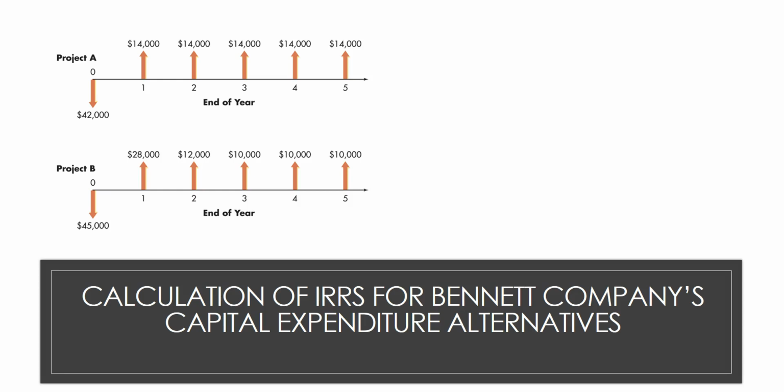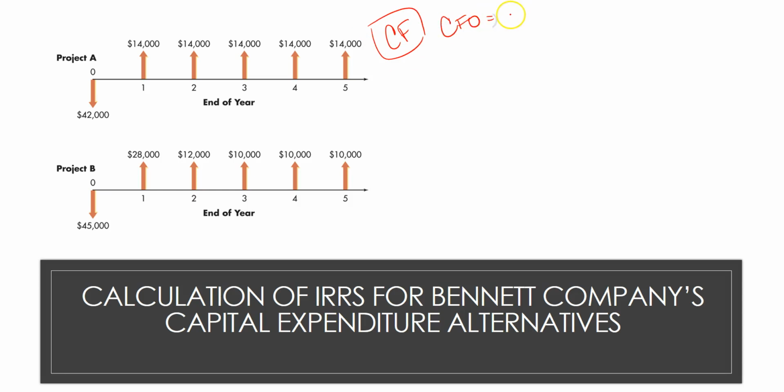So let's look at two projects. We have project A that costs $42,000 and yields $14,000 for 5 years, and we have project B that costs $45,000, earns $28,000 in year 1, $12,000 in year 2, and $10,000 in years 3 through 5. For calculating internal rate of return, we need to employ the use of our cash flow register. So push your cash flow register.